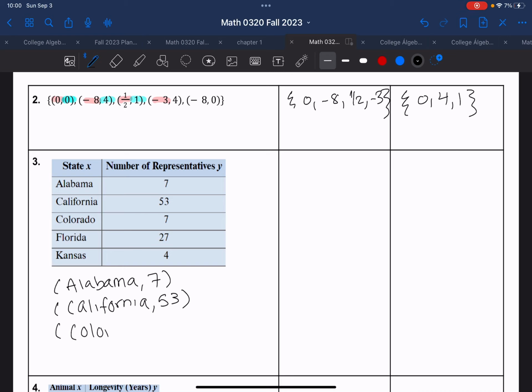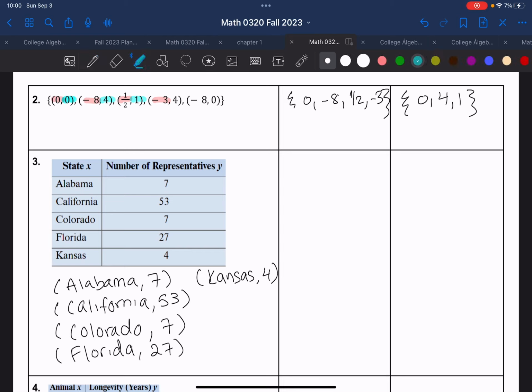Next, Colorado, comma, 7. Florida, comma, 27. And lastly, Kansas, comma, 4. So now I have this all written as points. I'm able to see my x's and my y's, just like we did in example 1 and 2. So looking at all my x's, notice that all of these are the states. So Alabama, California, Colorado, Florida, and Kansas.